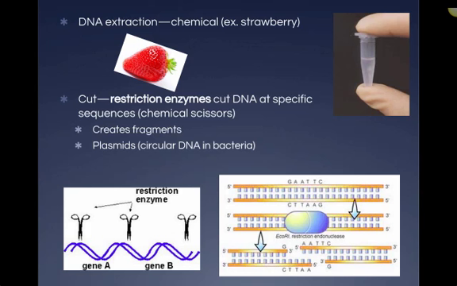Keep in mind that if we did this with human DNA, we would need to take some sort of human sample. So we might take a piece of hair or a swab of our cheek cells or some sort of skin sample, and we have to extract DNA from that. Okay? Second way we can manipulate DNA is by cutting it.